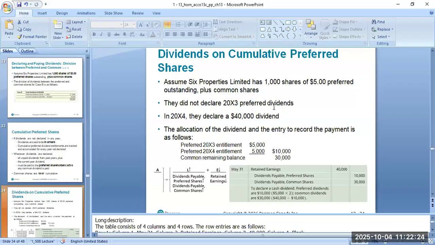Is there anything left? Well, out of 40,000, we already paid 10,000 to the preferred shares for the previous and current year. So 30,000 is left. Who's going to get that? Common shares. So our journal entry on the declaration date will reduce retained earnings by $40,000, with dividend payable on preferred shares of 10,000 and dividend payable on common shares of 30,000.